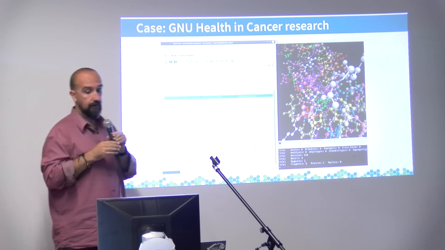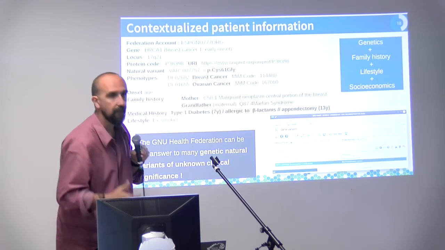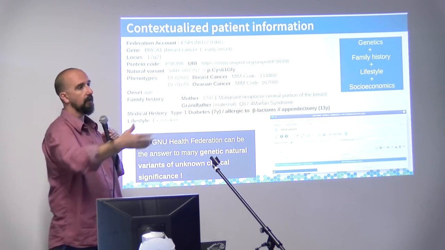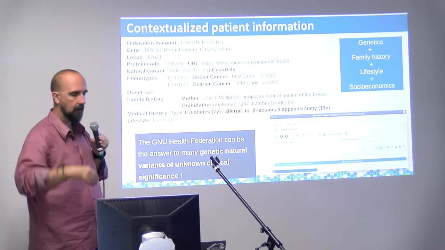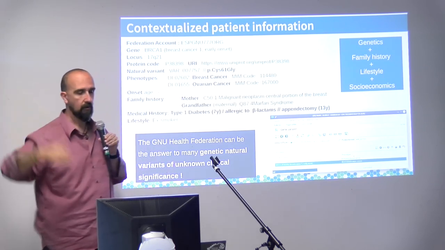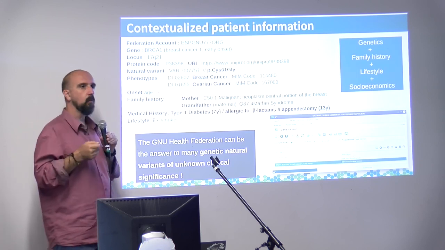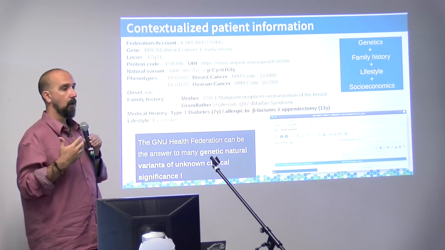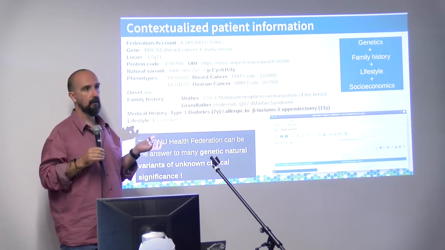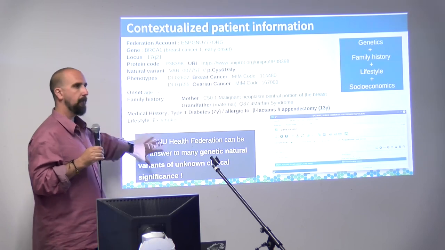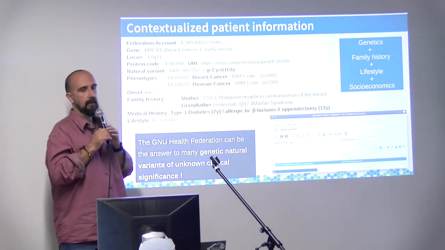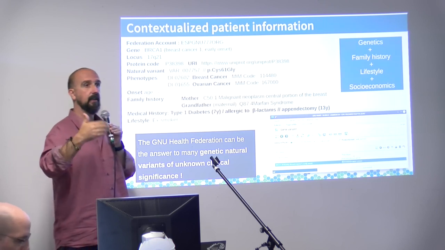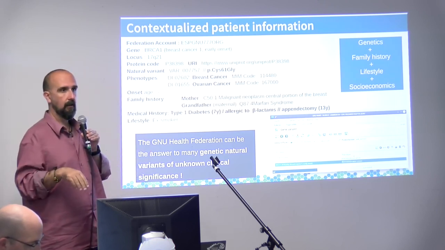And in many cases, we know the implication of that specific natural variant. Okay? Literature says, well, if you have this specific natural variant, you have these chances of having breast cancer somewhere along your life. But in many other cases, we don't know the clinical significance of that natural variant. And the only way today of knowing it is by having a very large N in statistics, right? So the more people we have with that specific variant, the more we are going to be able to infer what the clinical significance is, which until today is unknown.